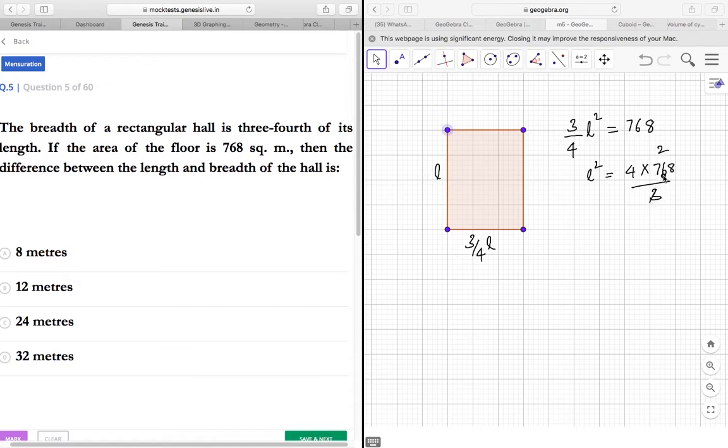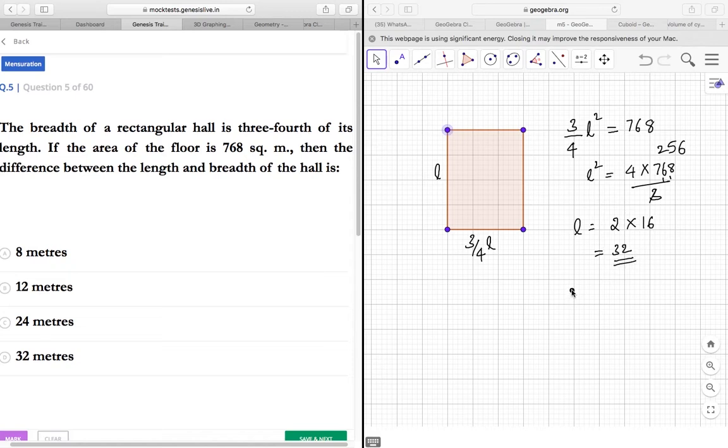3 2 times, 3 5 times, and then 3 6 times. And L is equal to the square root of this value. So the square root of this is going to be how much? Square root of 4 is 2 and square root of 256 is how much? 16. So L is 32.